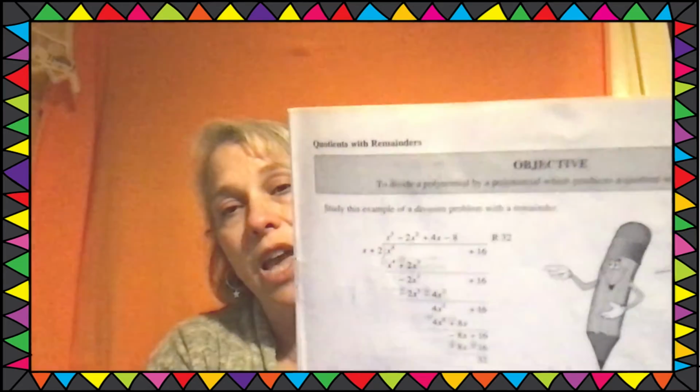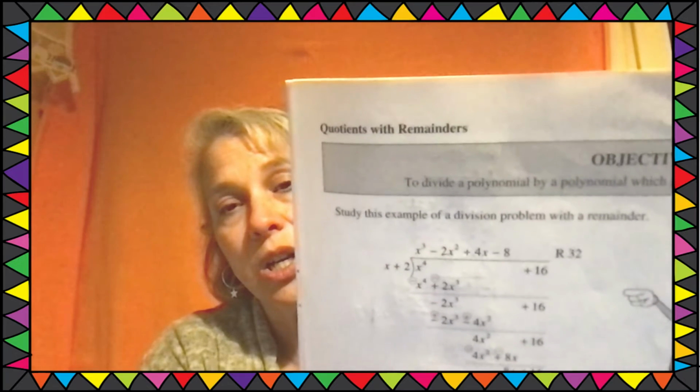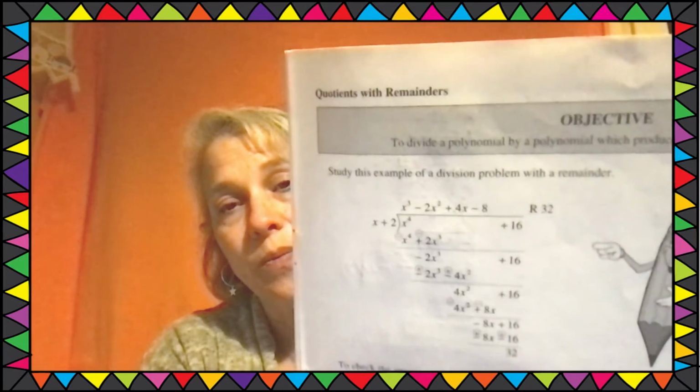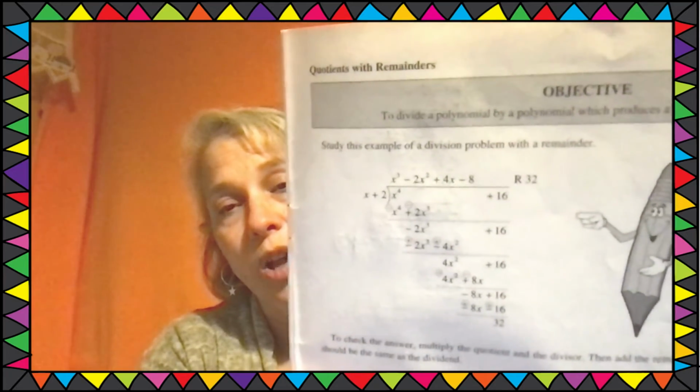Then we go on to page 33, which is to divide a polynomial by a polynomial which produces a quotient with a remainder. Okay, so now we are going to have a remainder. So that means you're going to do it all. You're going to end up with a remainder, and then when you do the check, you multiply it out, and then you add the remainder at the very end.